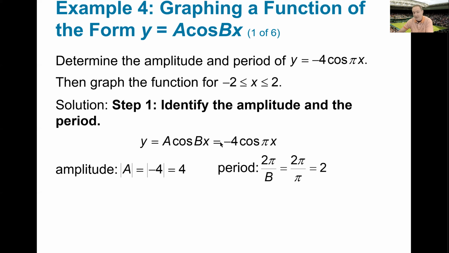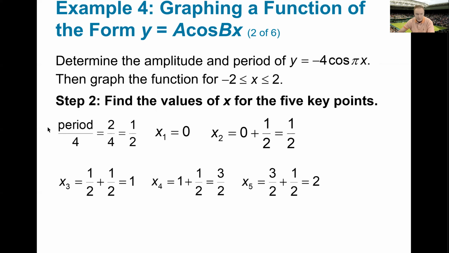Now the period is always going to be 2 pi divided by the coefficient of x. That's 2 pi over pi. So I know that for this graph, the important points are going to be every 1/2 of a unit, because I would take that period, divide it by 4. 2 over 4 is 1/2. I'll go from 0 to 1/2 to 1 to 1.5 to 2 for my important 5 points on the graph. Notice that's what I'm showing on this page. You say your important points occur every 1/4 of a period, so that's every 1/2 of a unit.